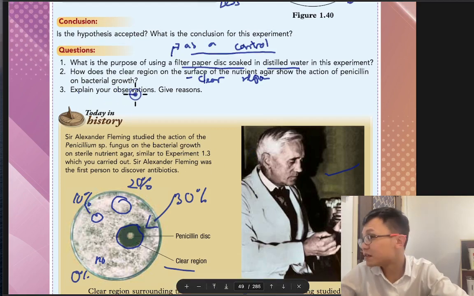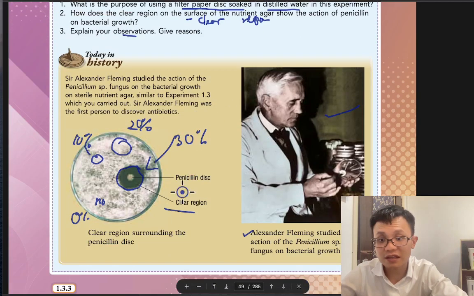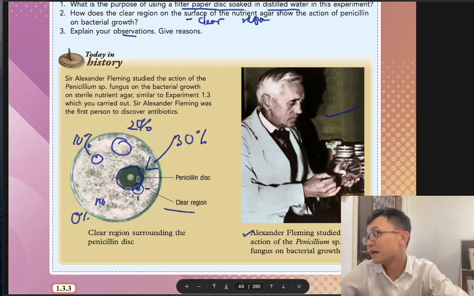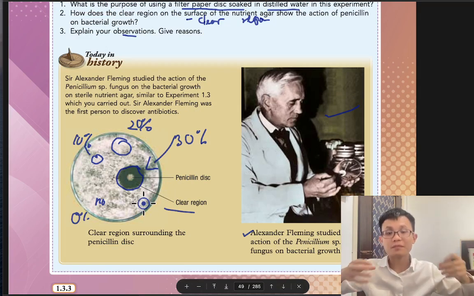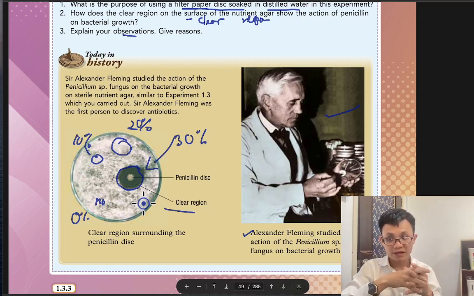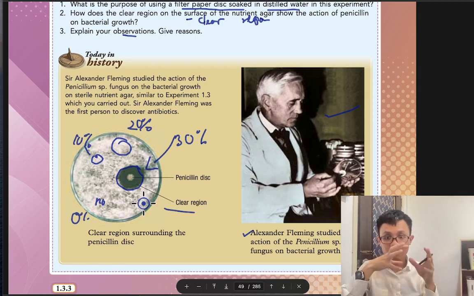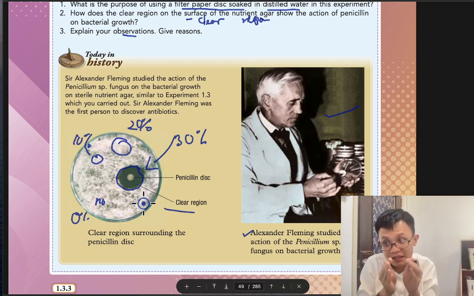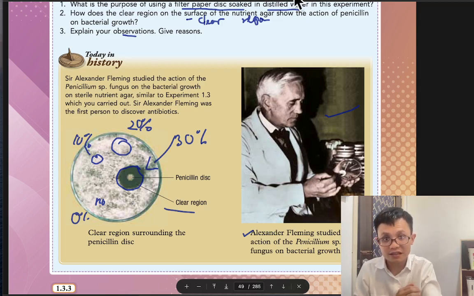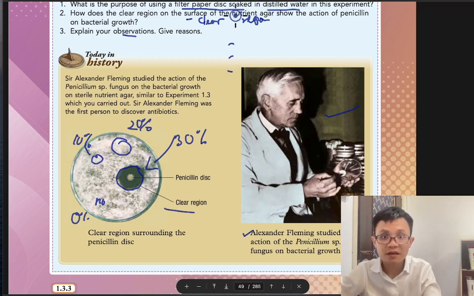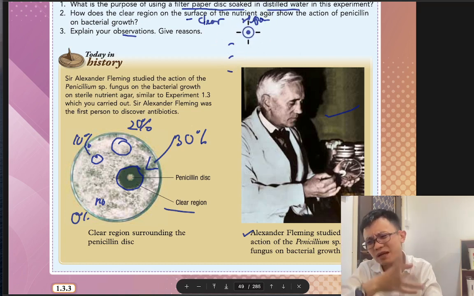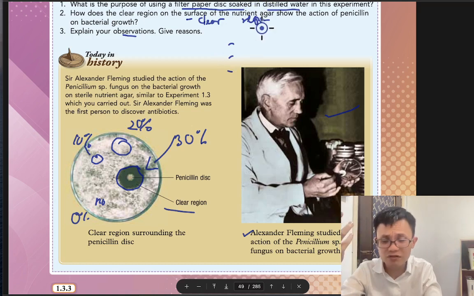Explain your observation. Okay, so you can explain your observation. If more antibiotic, the penicillin will kill more bacteria, so the white region will be bigger. If less concentration, the penicillin kills fewer bacteria, so the white region is smaller. Can or not? So just write in your own words, okay? You don't need to memorize. If you memorize, then it becomes very hard, okay?